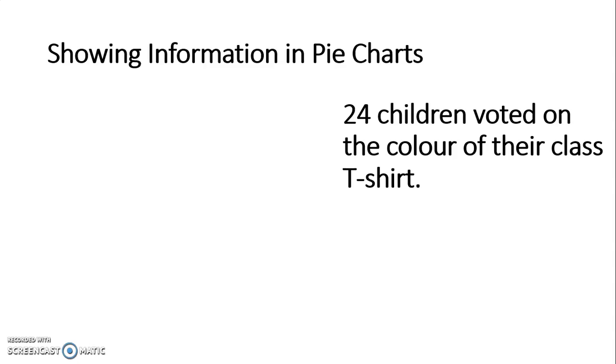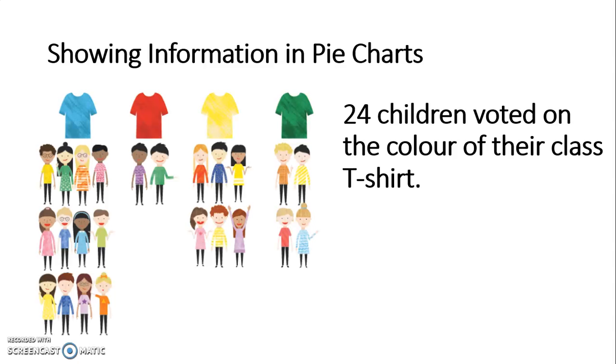24 children voted on the colour of their class t-shirt. You can see here the options were blue, red, yellow and green. Underneath each of those options we have the groups of children who voted for each.